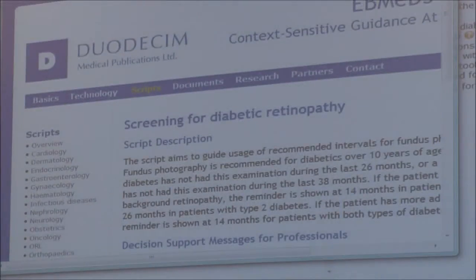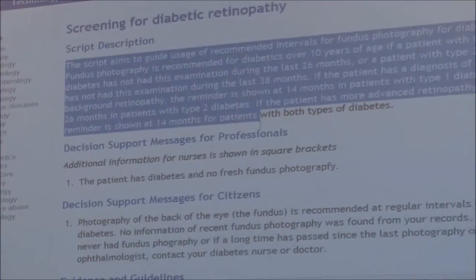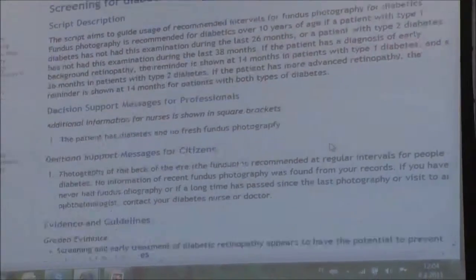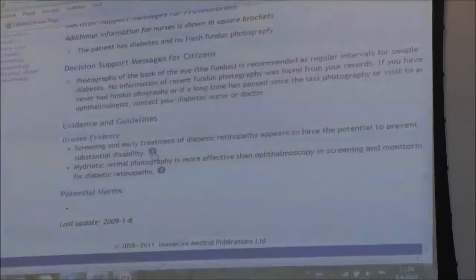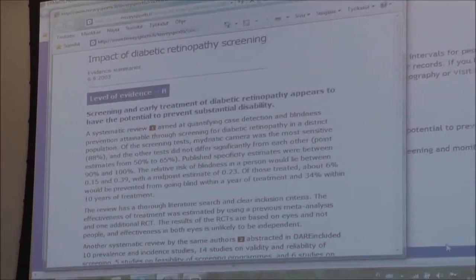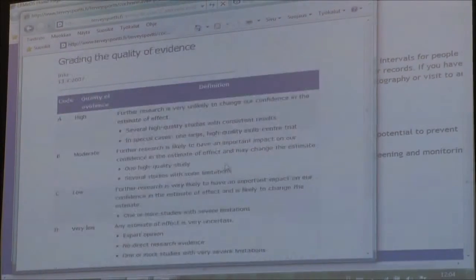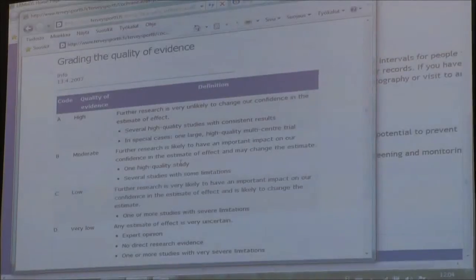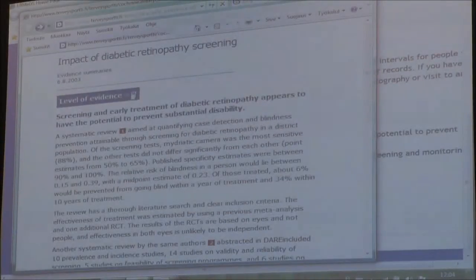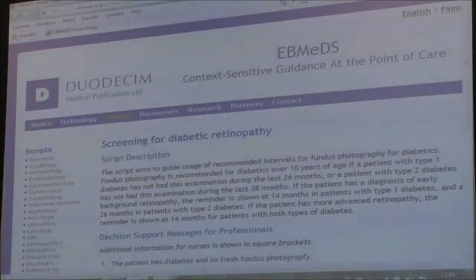So I click into that, and here I can first go into the description of the rule, which tells in which instance this rule will be triggered. And then you get into the evidence. Here is the evidence summary about the impact of screening for diabetic retinopathy, and even this evidence is graded according to the GRADE system, and this is grade D evidence that is useful. So this is the background knowledge behind the rule, which you were looking for.